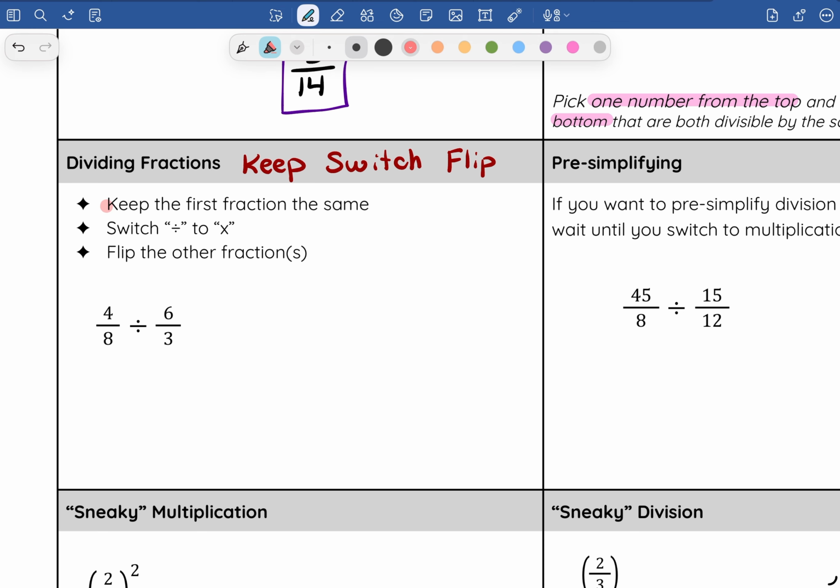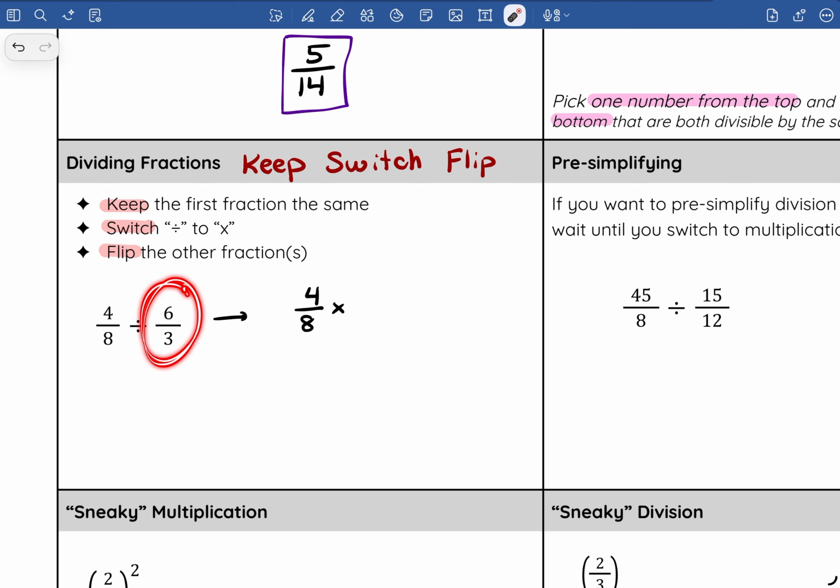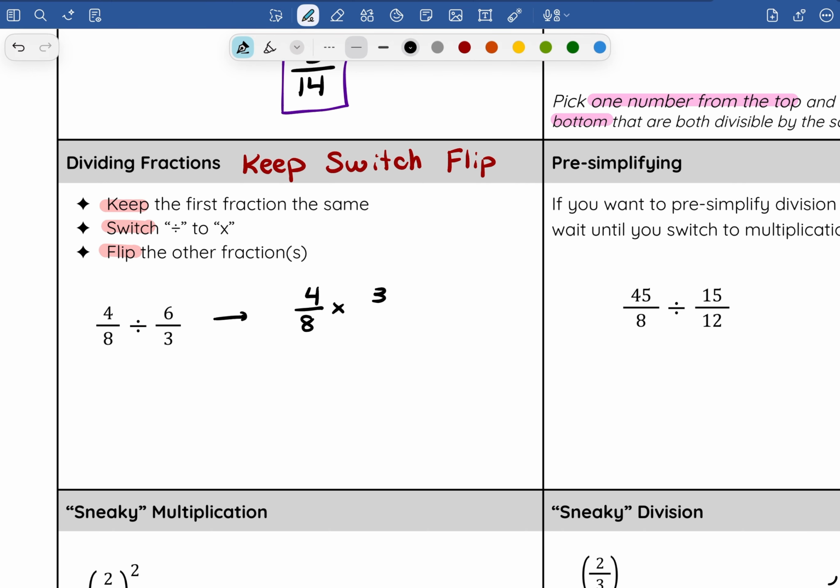Which refers to keep the first fraction the same, switch the division symbol to multiplication, flip the other fraction. And so I always write it out first to say, okay, this would turn into keep the first one the same, switch to multiplication, and then we're flipping this upside down. So instead of 6 over 3, it'll be 3 over 6.